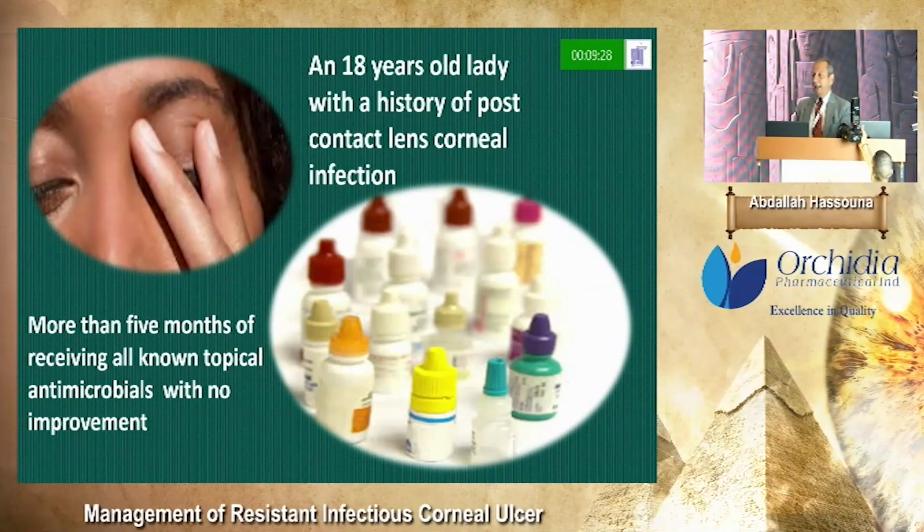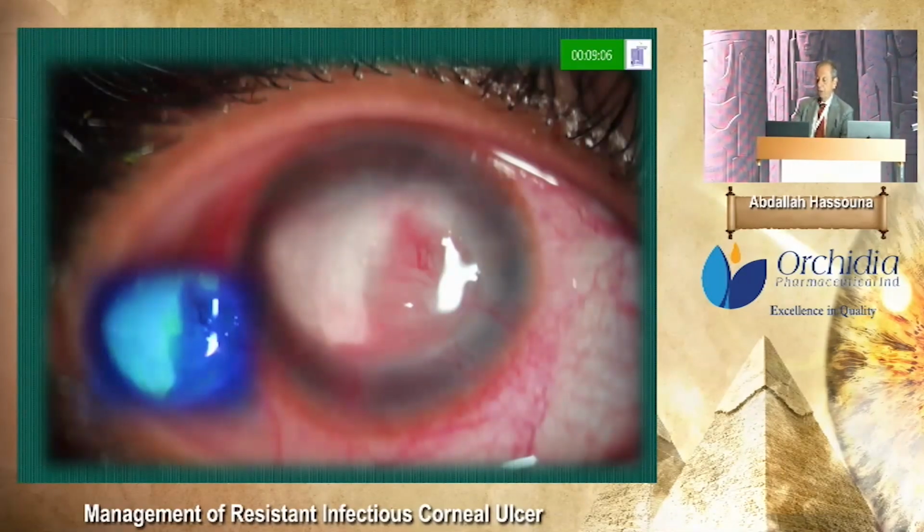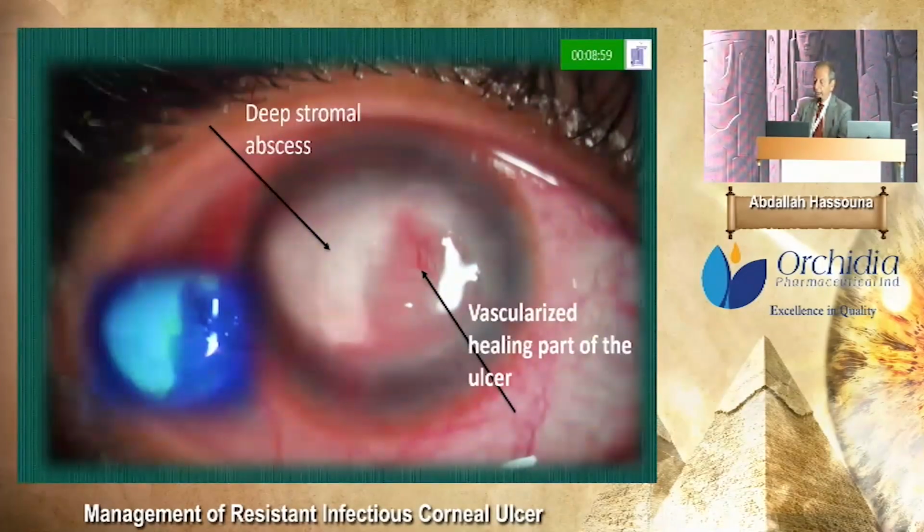She went and visited many doctors, and she had more than 5 months of receiving all known topical antimicrobial, anti-acanthamoeba, and antiviral treatment. So everybody was trying whatever he thought it was. When she came to us, this was the picture: we have a deep stromal abscess, and on the other side a highly vascularized healing part of the ulcer, which is a very angry eye.